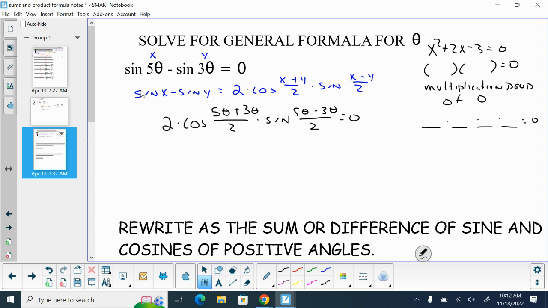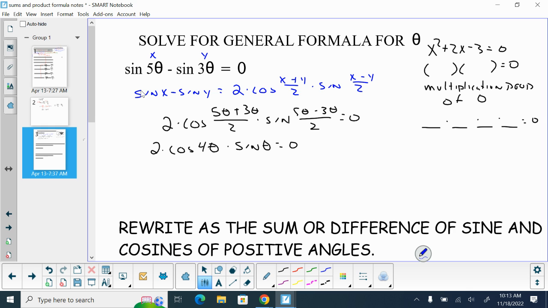Well, I have 5 theta plus 3 theta, dividing that by 2. What do we get? 5 theta plus 3 theta divided by 2, Grace. What's 5 theta plus 3 theta? 8 theta divided by 2. Cosine 4 theta times 5 theta minus 3 theta divided by 2 gives us what, Sophia? 1 theta, or just theta, is equal to 0.